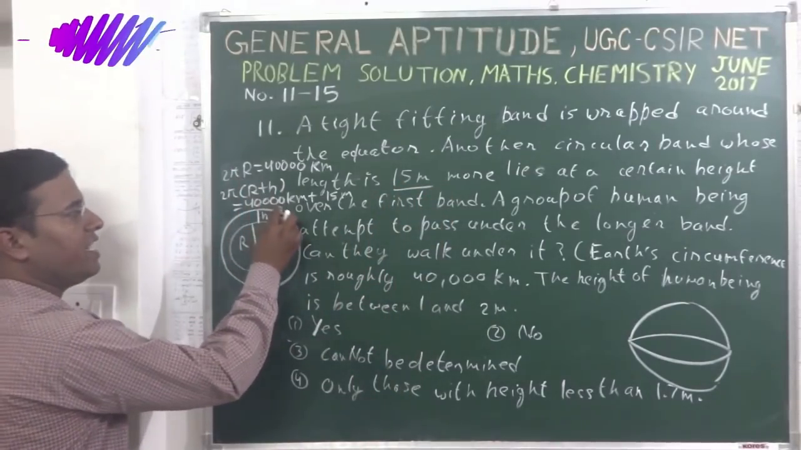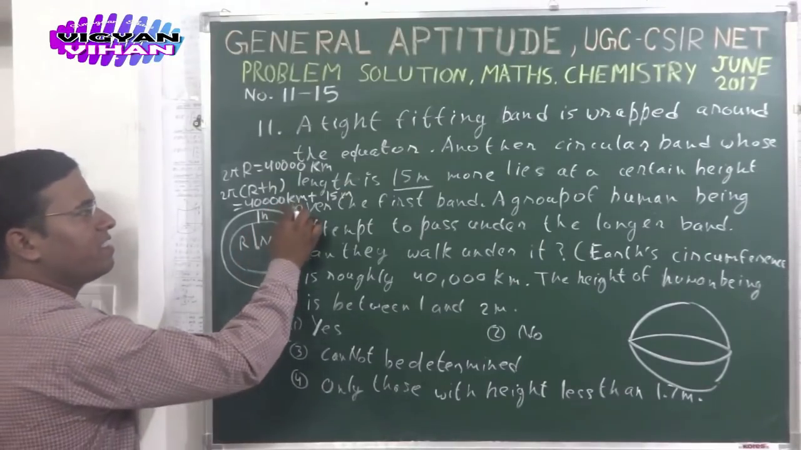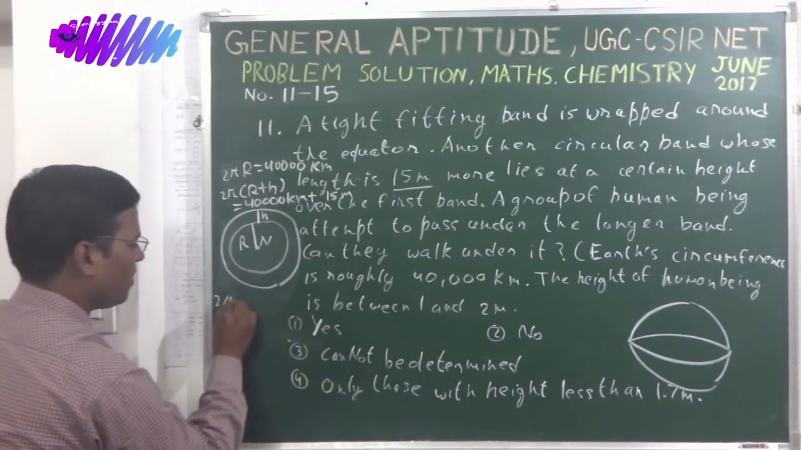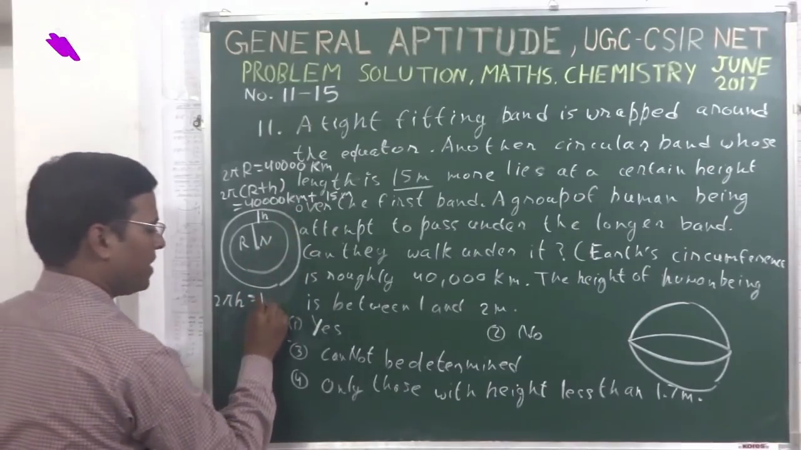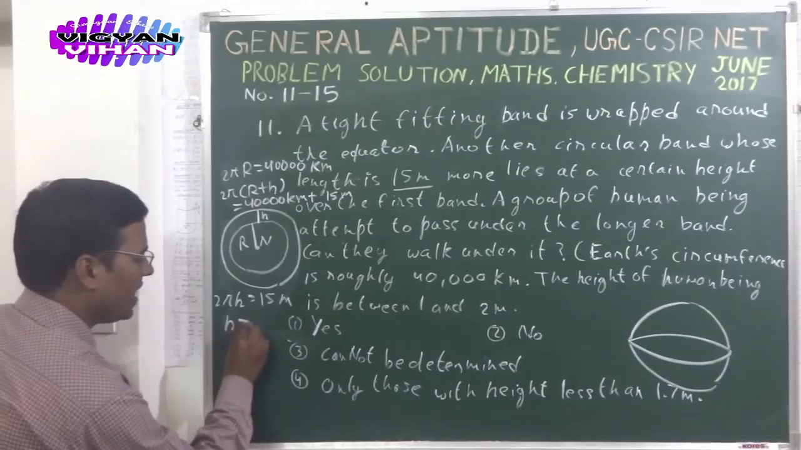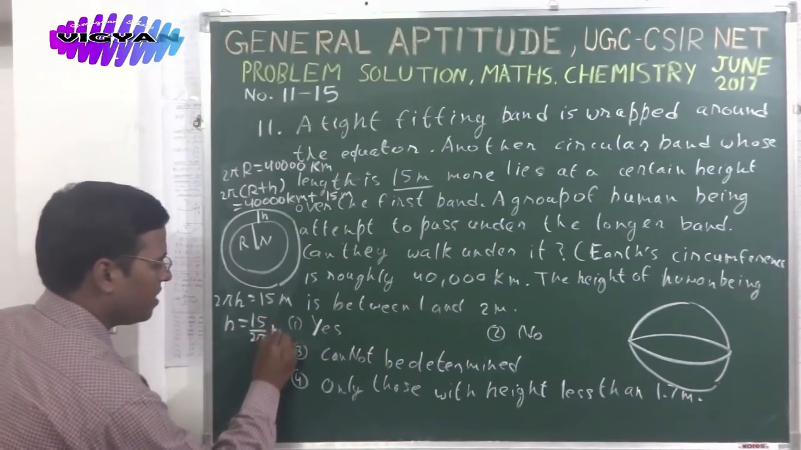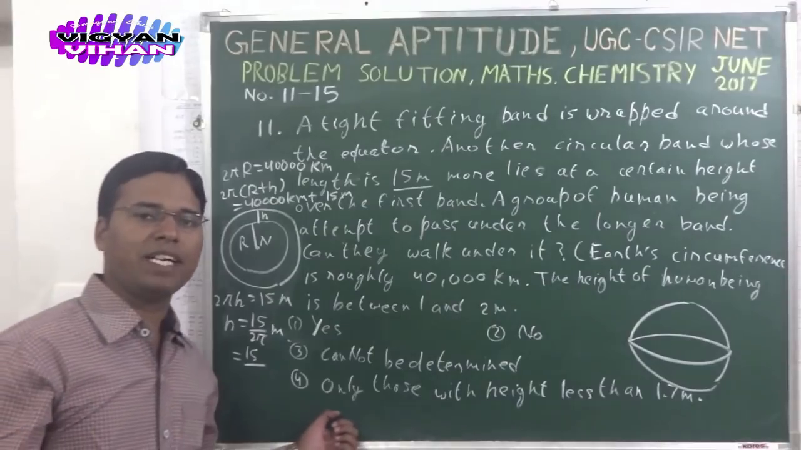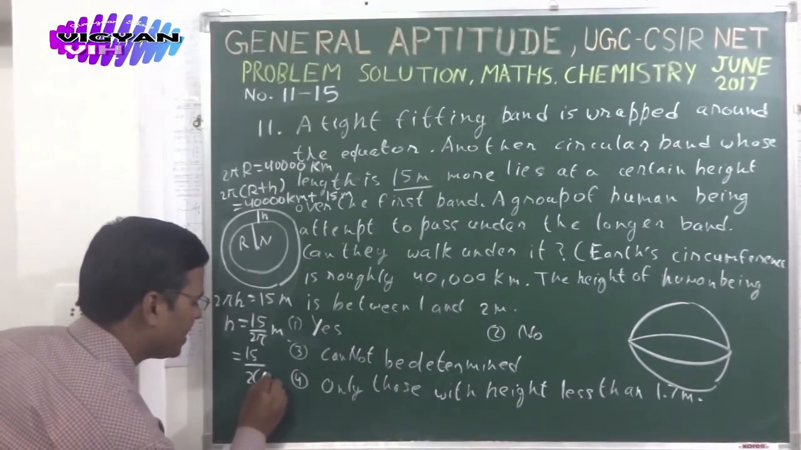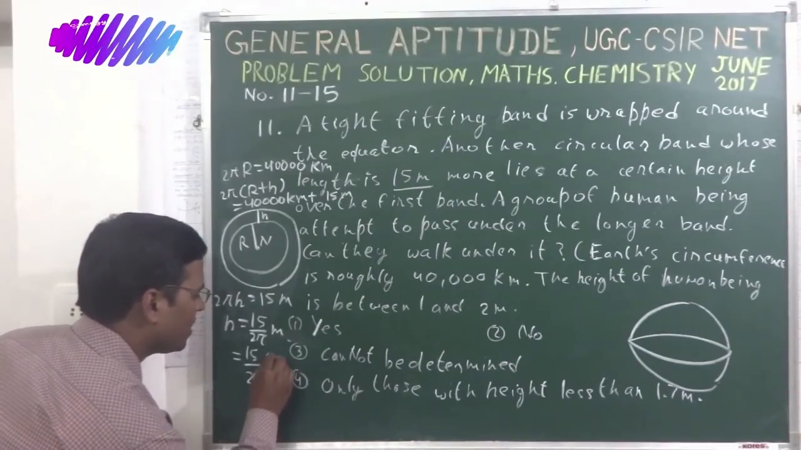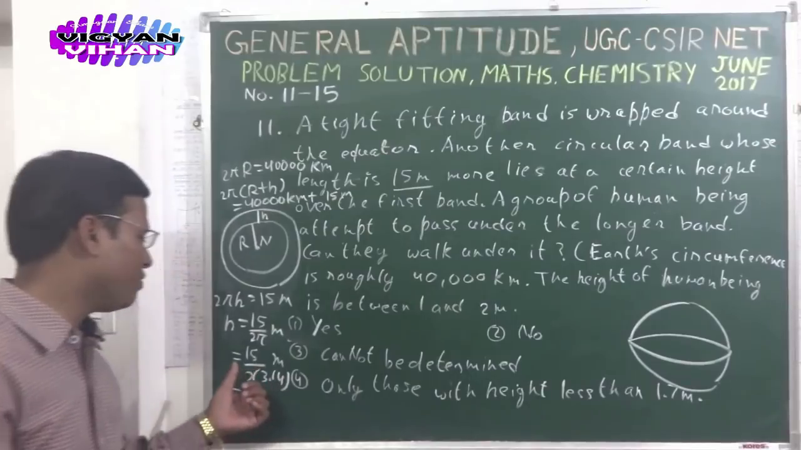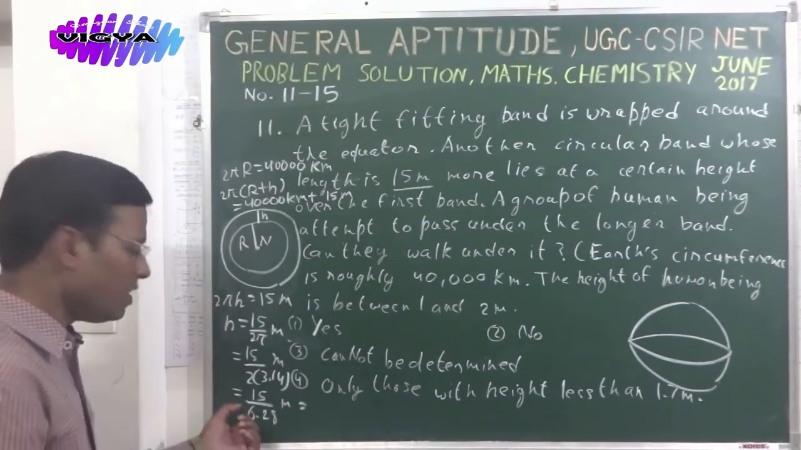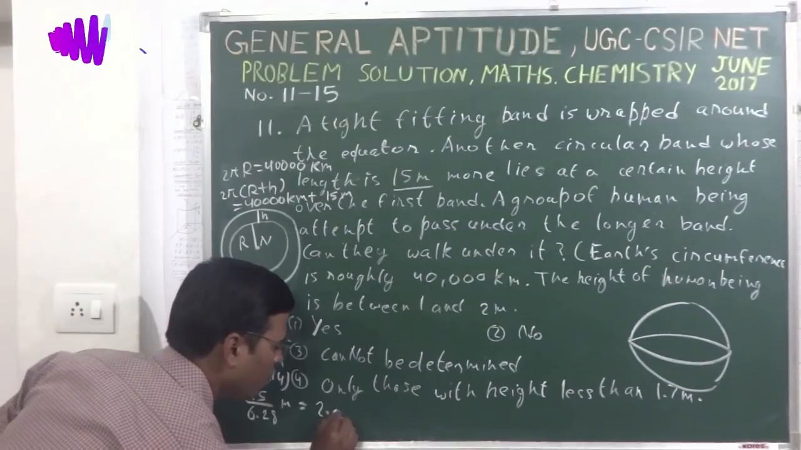Here is first equation, here it is second equation. Now subtract the first equation from the second equation. We will get 2 pi small h equals 15 meter. Now small h would be equal to 15 upon 2 pi in meter. Now the pi value is approximately 3.14, so 2 pi is 6.28. 15 upon 6.28 in meter will be approximately equal to 2.6.